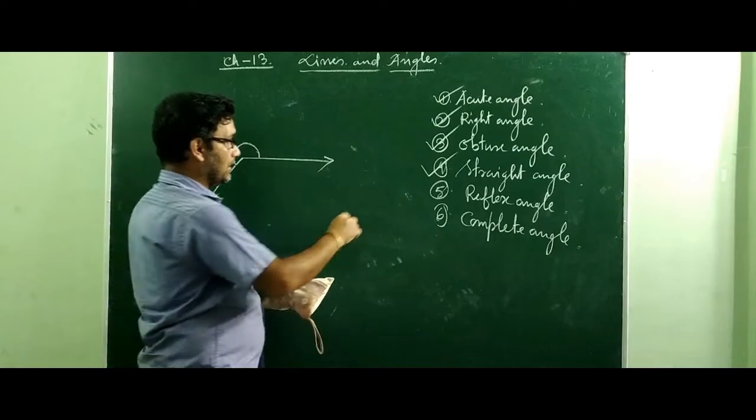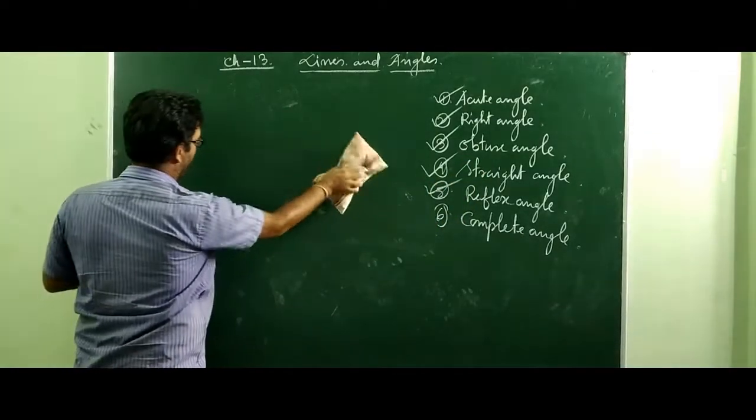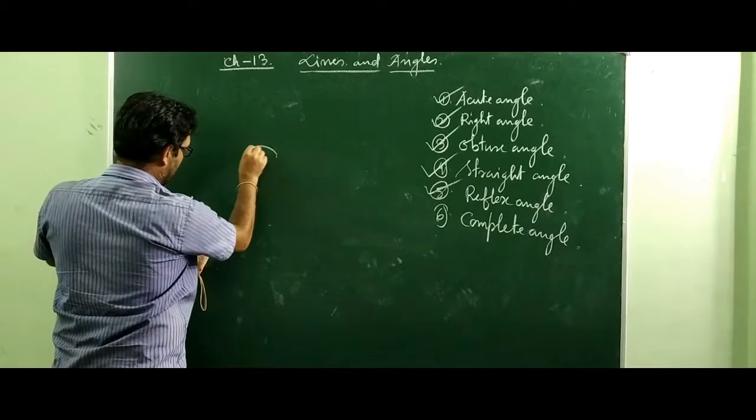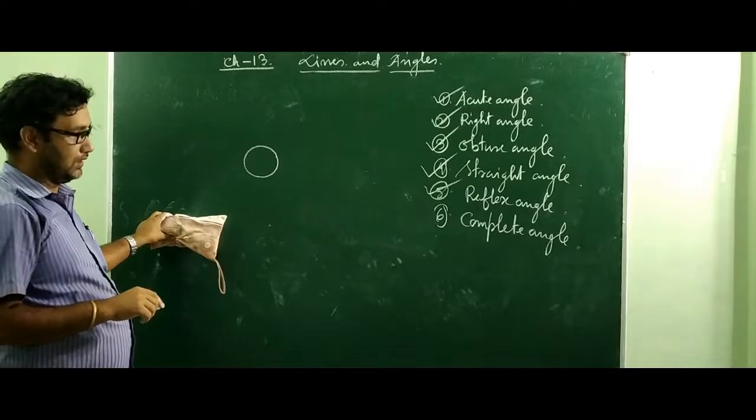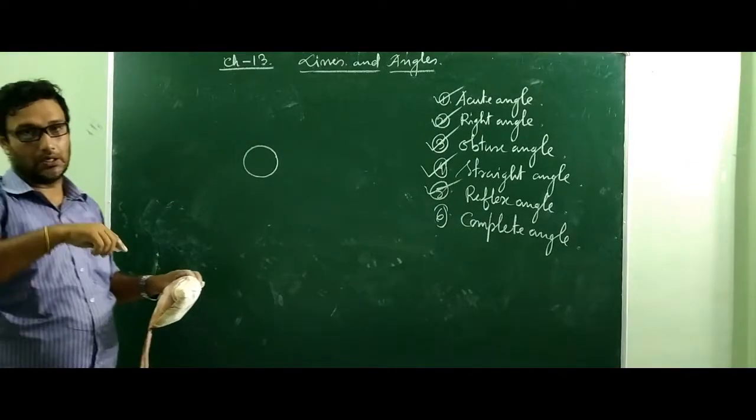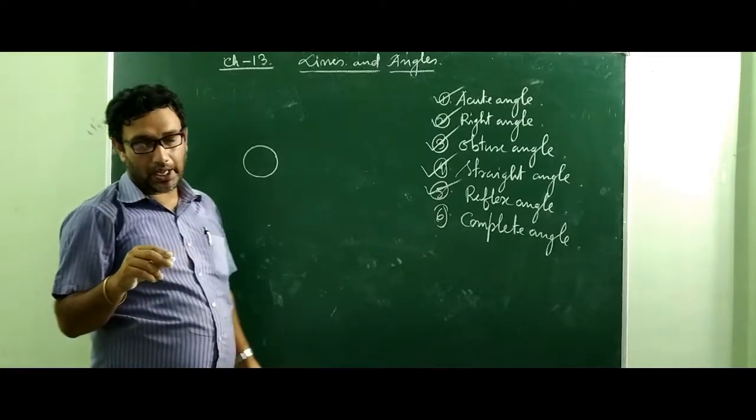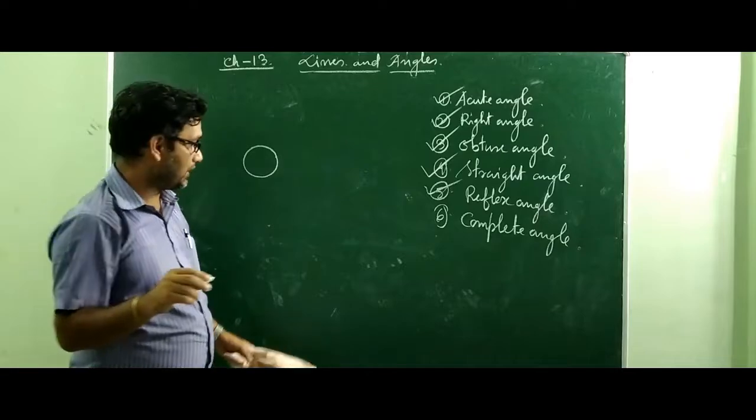Then the next one is complete angle. Complete angle means what? If the measure of an angle is 360 degree, it is a complete angle. Complete angle means whole, just like a circle. So if the measure of an angle is 360 degree, then the angle is called complete angle.